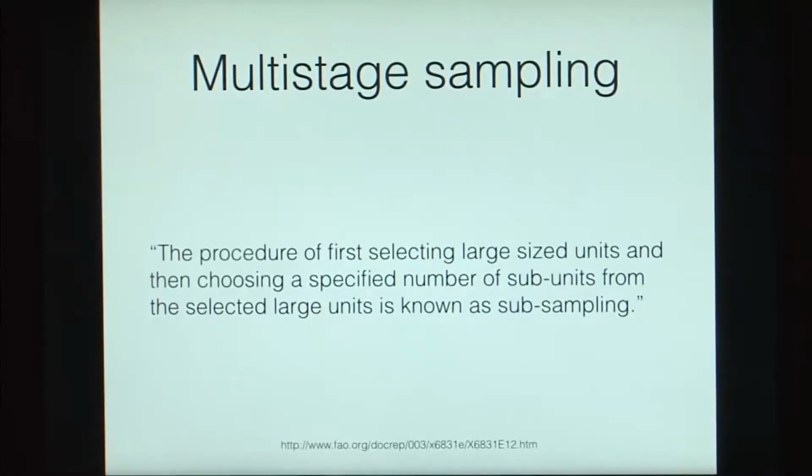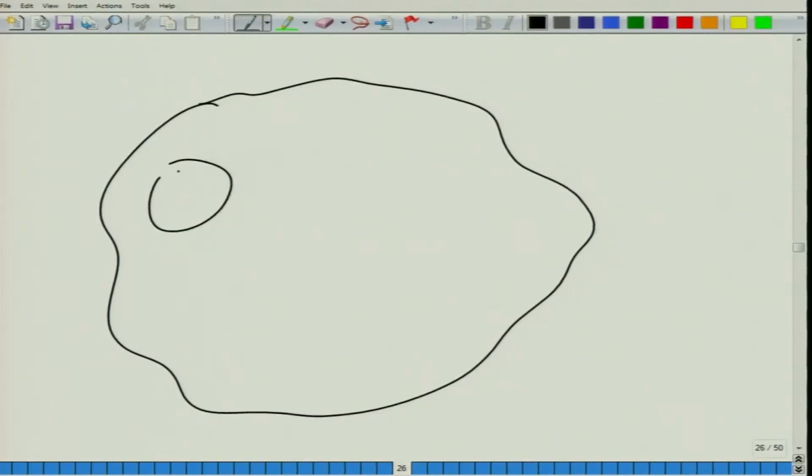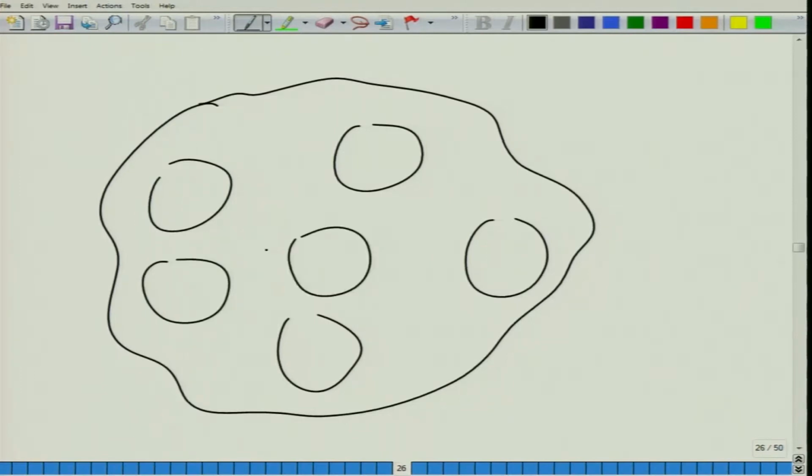The next sort of a sampling is called a multi-stage sampling. So, in the case of a multi-stage sampling, we first select large size units and then choose specified numbers of subunits from the selected large units to go for a subsampling. So, what we are doing in this case is that in our large forest area, we are first taking large size samples. So, suppose these are our samples, then out of all these samples we are taking subsamples that are called subsamples.